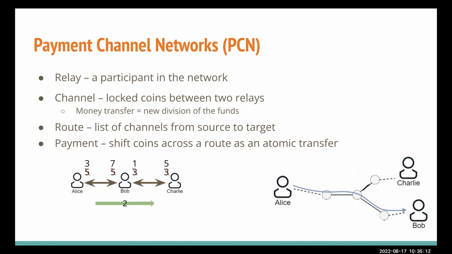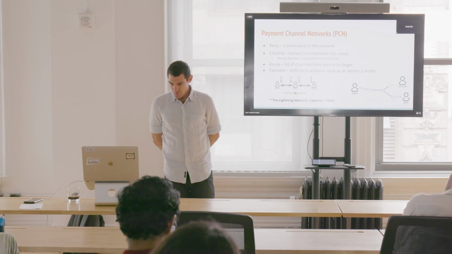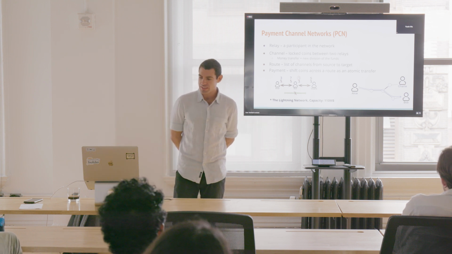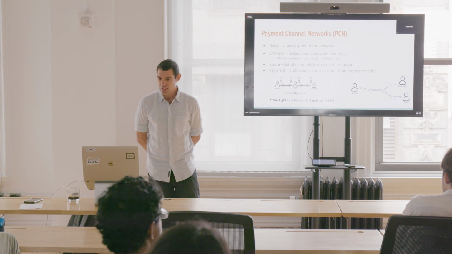Again, an important thing to notice here is that Alice should not be able to transfer another 2 coins to Charlie, because even though she had enough liquidity in the channel directly connected to her, somewhere later in the route there isn't enough liquidity. Perfect. This is a payment channel network, and this is not something that I just invented.